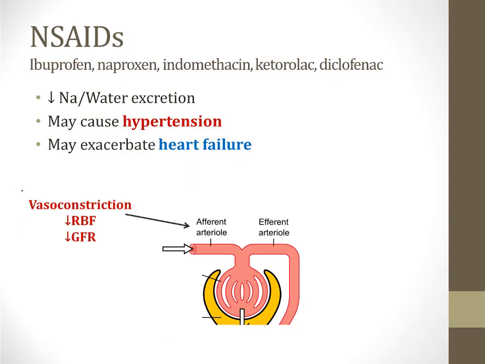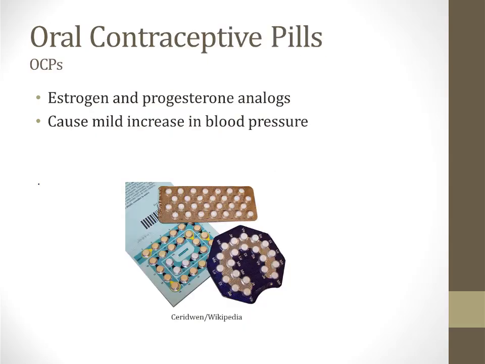Prostaglandin E2 preferentially dilates the afferent arteriole, so in patients taking NSAIDs, there can be vasoconstriction of the afferent arteriole. This will decrease the renal blood flow and also decrease the glomerular filtration rate. This leads to less sodium and water excretion, and therefore the effective circulating volume of plasma increases, and this can cause hypertension. This can also potentially exacerbate heart failure. Heart failure patients who take high dosages of NSAIDs can potentially develop pulmonary edema and end up in the hospital from retention of fluid.